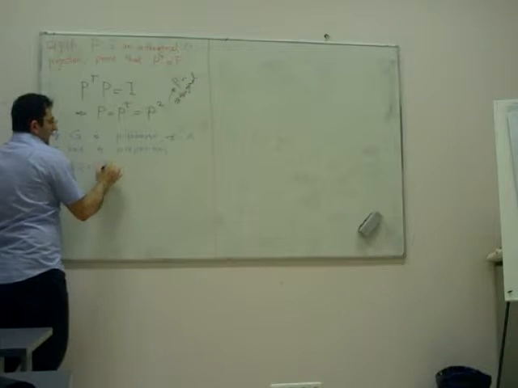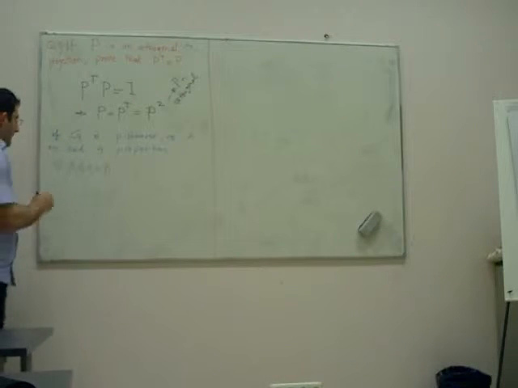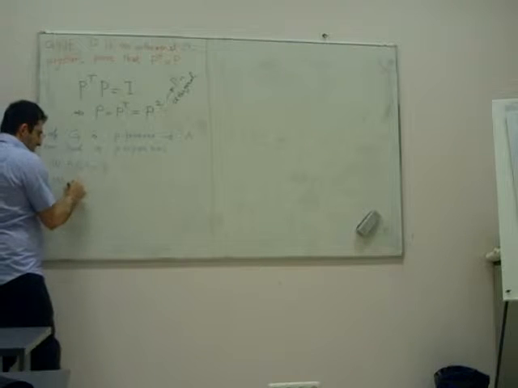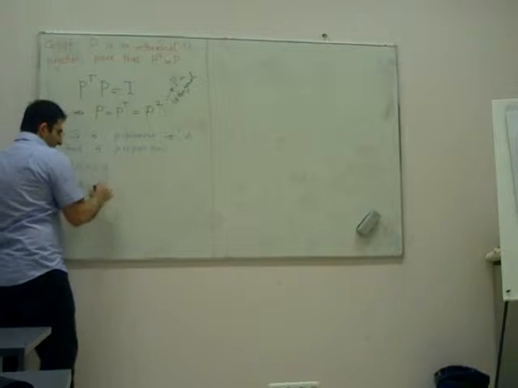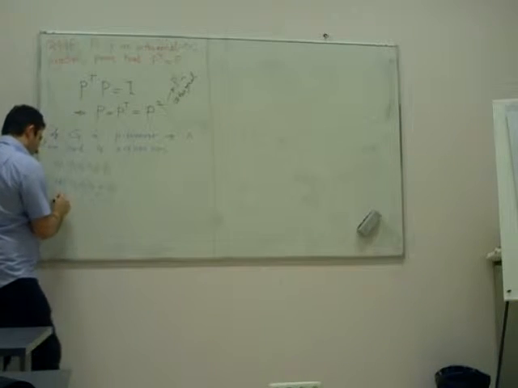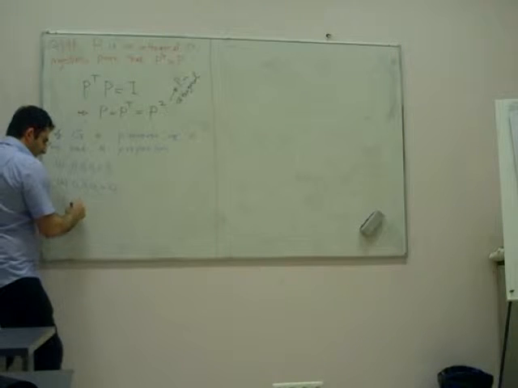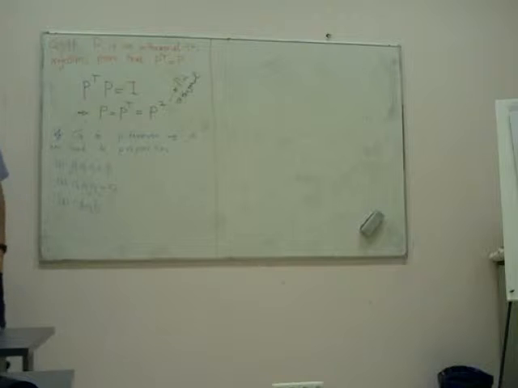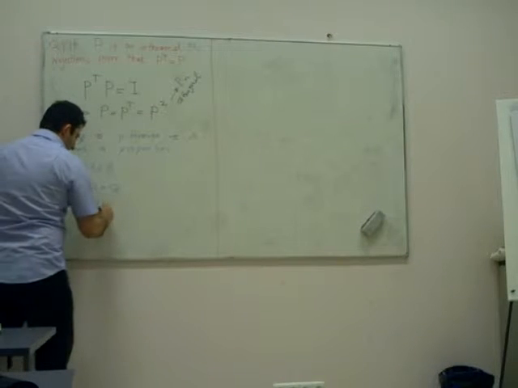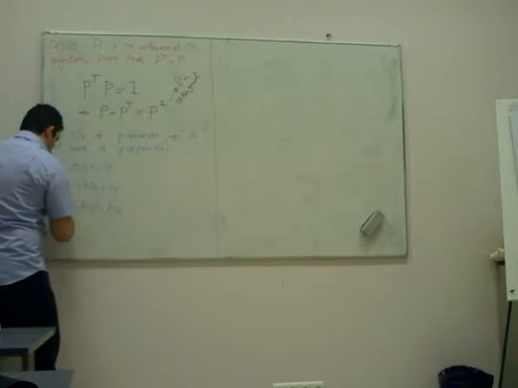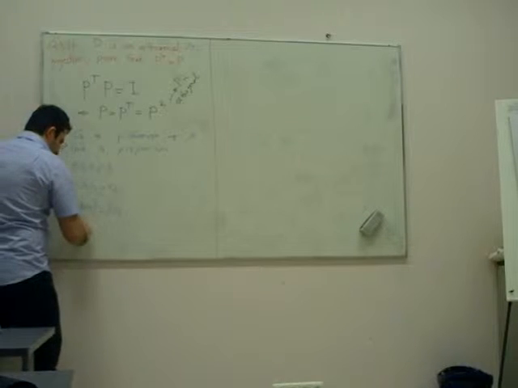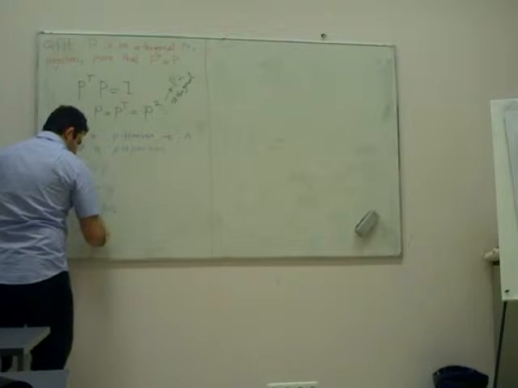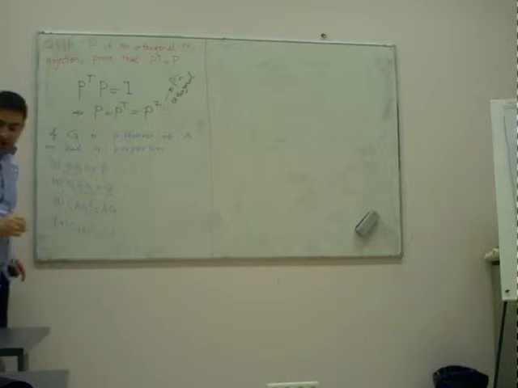Property 1 was AGA is equal to A. Property 2 was GAG is equal to G. Property 3 was (AG) transpose is equal to AG. And property 4 was (GA) transpose is equal to GA.